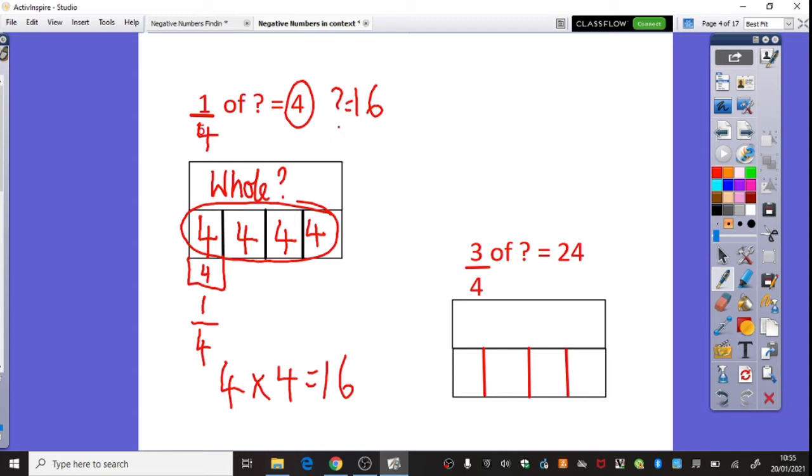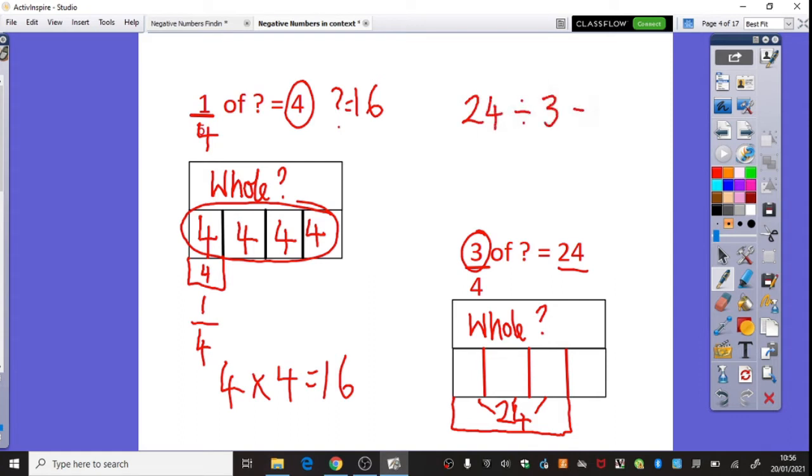Let's have a look at this one down here. This time, again, we don't know at the moment what the whole is, but we are looking at 3/4, and we know that 3/4 is equal to 24. So if 3/4 is equal to 24, we want to divide that 24 between those 3 quarters, which gives us 8. Now we can see that 1/4 is worth 8. This last quarter must also be worth 8.